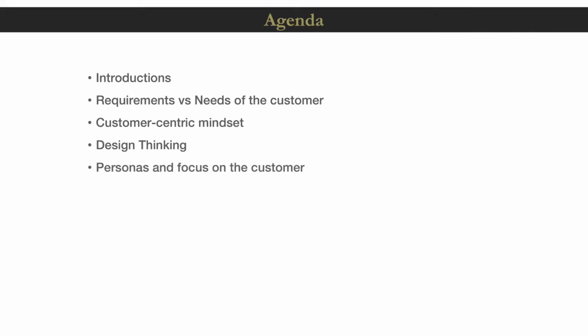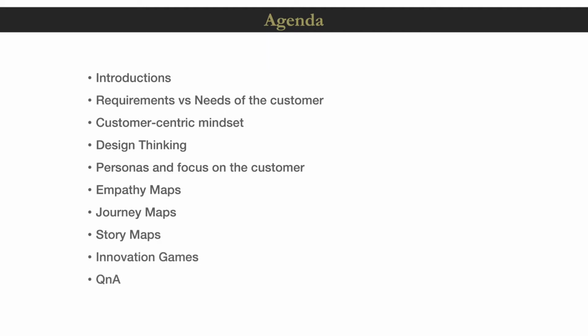A couple of tools that can be used for design thinking: personas and focus on the customer, empathy maps, journey maps, another type of map, which is a story map, and some innovation games. Finally, we'll keep some time for Q&A. If you have a question that comes to mind, please use the Q&A feature or post it in the chat window.